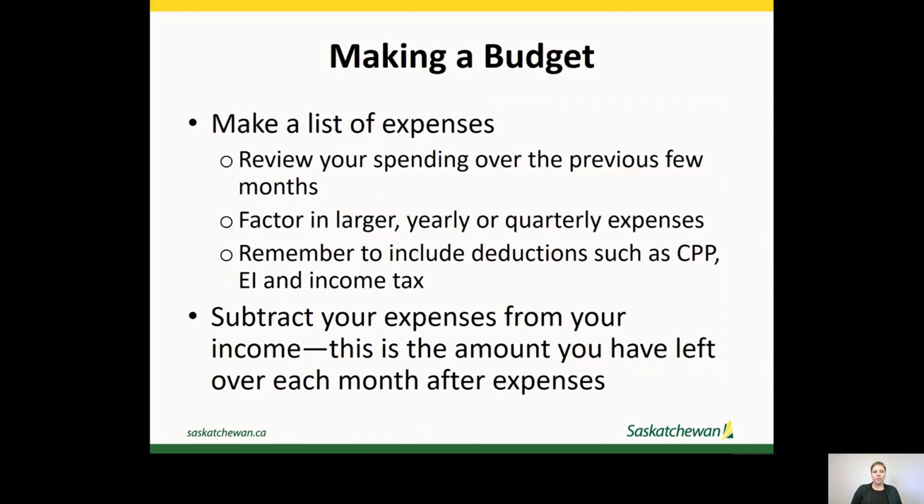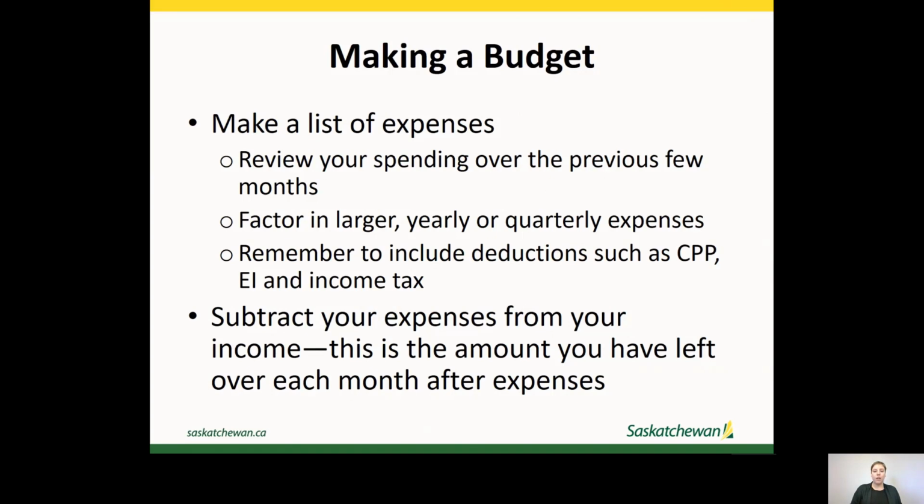Next, write down your expenses. It may be helpful to look back at your spending over the past few months to get a sense of your monthly bills and how much you are spending on various expenses. If you are making a monthly budget, make sure you are factoring in larger expenses that may not arise each month. Larger expenses may be things like home insurance, vehicle registration, or tuition fees. Calculate the total of these expenses and divide by 12 to make sure you are setting aside enough money for them each month.